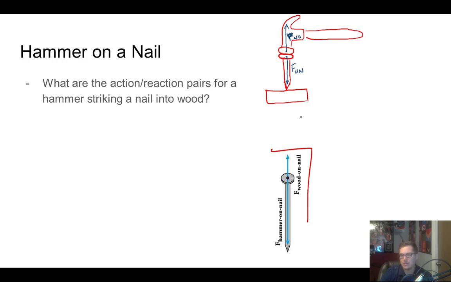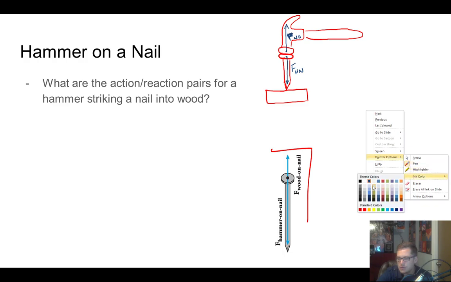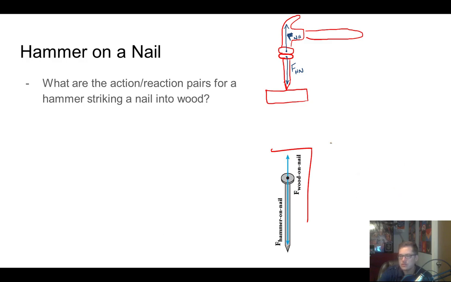All right. So what else is going on? Well, we also know that the nail is also acting on the wood, right? So let's choose a nice, pretty, oh, let's do orange. So we know that the wood and the nail are also interacting. So the nail is acting on the wood. So it's like this. So this is the force of the nail on the wood.